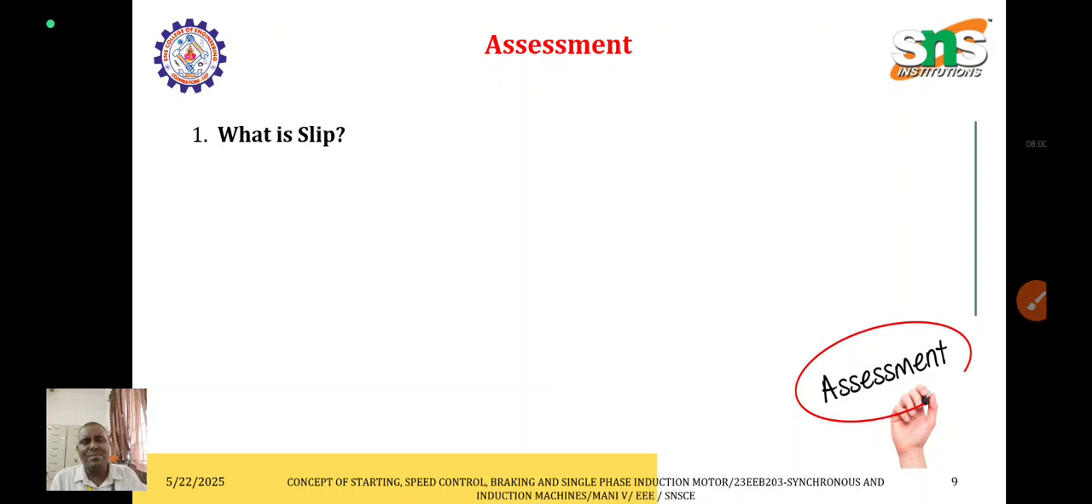So this is an assessment. Now you know what slip is, because if the slip is variable, the actual speed changes. So we can control the actual speed by changing slip. So do you know the meaning of slip? You can put your answer in the comment section.